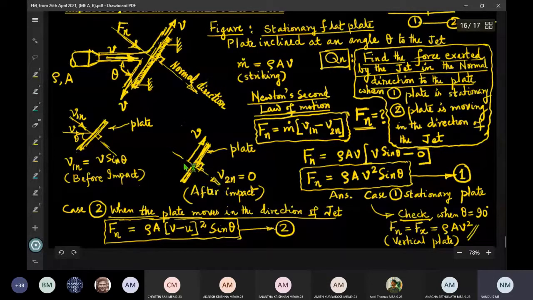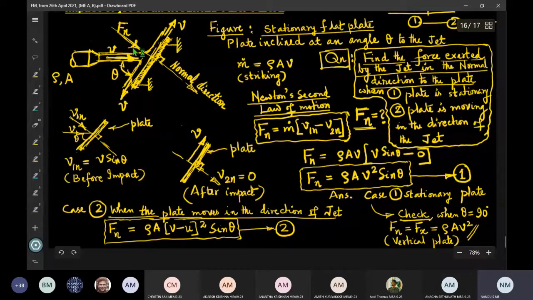Now we consider after impact. V is the magnitude of velocity of the deflected jet, and the direction is along the plate. So the normal component is 0, because the deflected jet moves along the plate. That's a 90 degree component. A vector will not have any component in a direction normal to it. V2n is 0. So V1n is V sin theta.